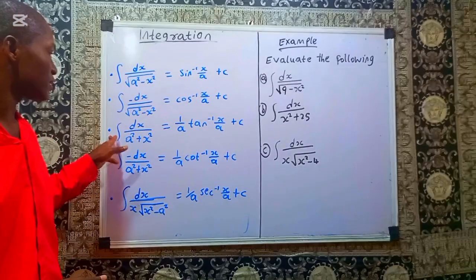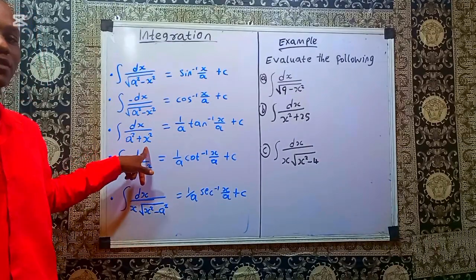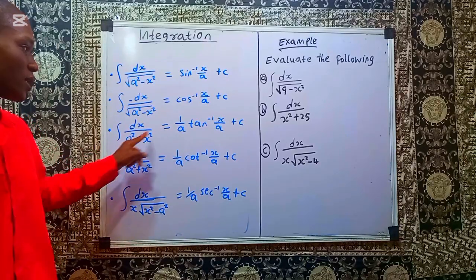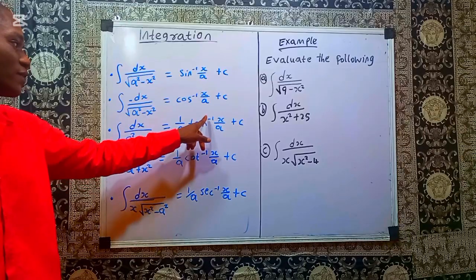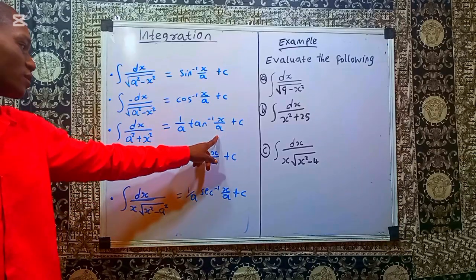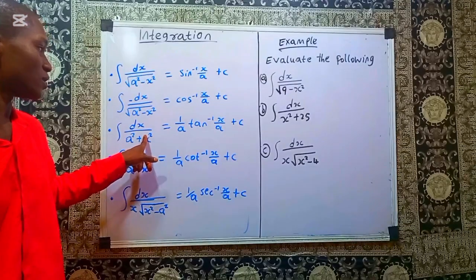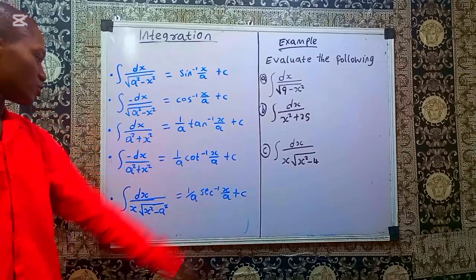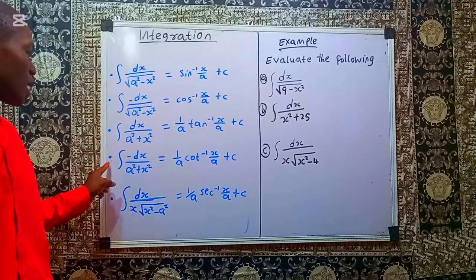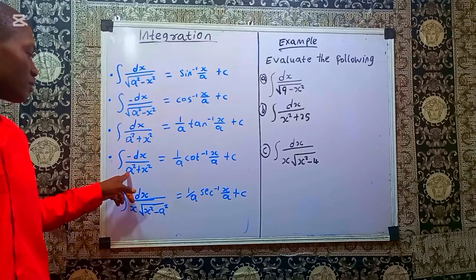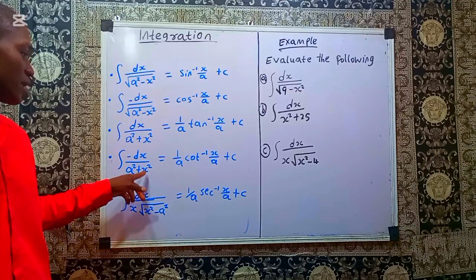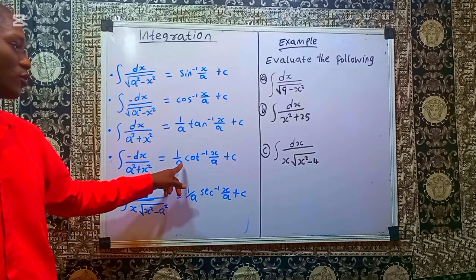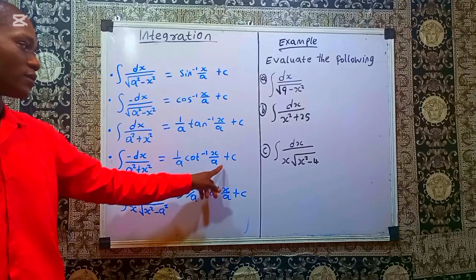Then this one we have the integral of 1 over a squared plus x squared. Then the result will be 1 over the square root of this a squared, that's a, multiplying tan inverse of x over a, that's the square root of your variable squared divided by the square root of this a squared, then plus the constant of integration c. Then this one will have the integral of minus 1 over a squared plus x squared. Then the result will be 1 over a cot inverse of x over a plus c.